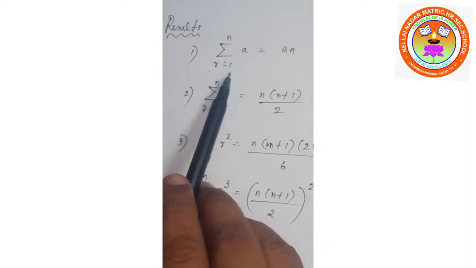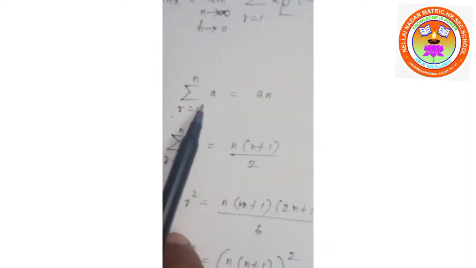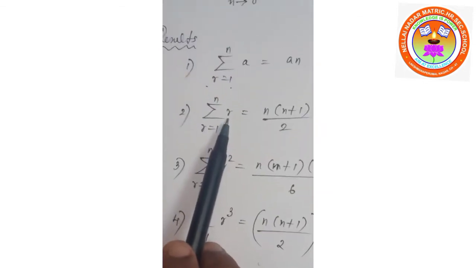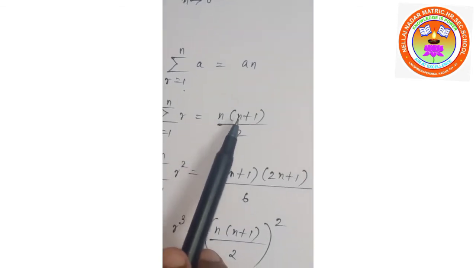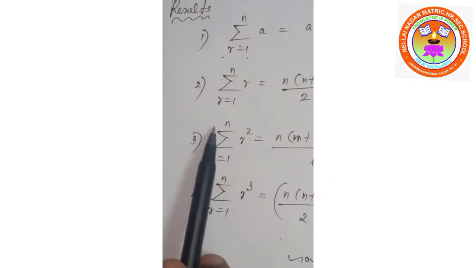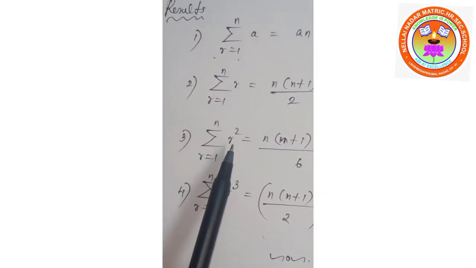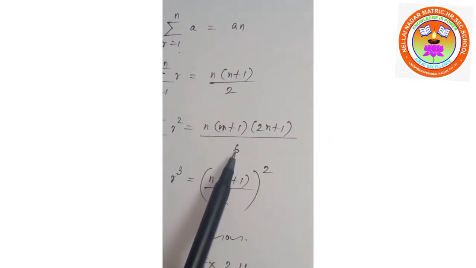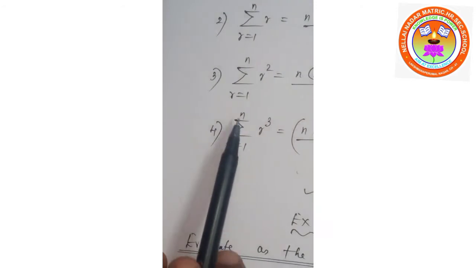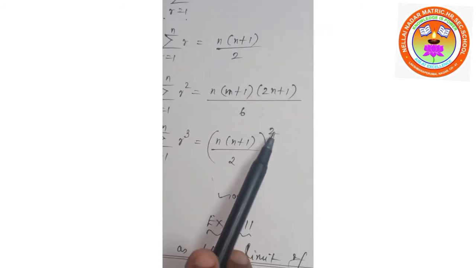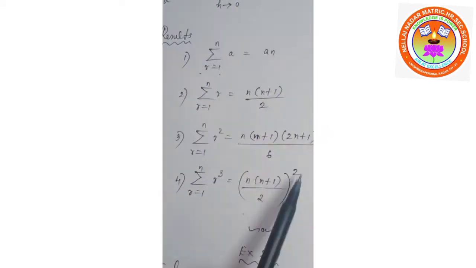First one, sigma r equals 1 to n a, where a is a constant, is equal to a n. Second one, sigma r equals 1 to n r equals n into n plus 1 by 2. Third one, sigma means summation, sigma r equals 1 to n r square equals n into n plus 1 into 2n plus 1 whole divided by 6. And the fourth one, sigma r equals 1 to n r cube equals n into n plus 1 by 2 the whole square. These three formulas we have learnt in 10th standard.